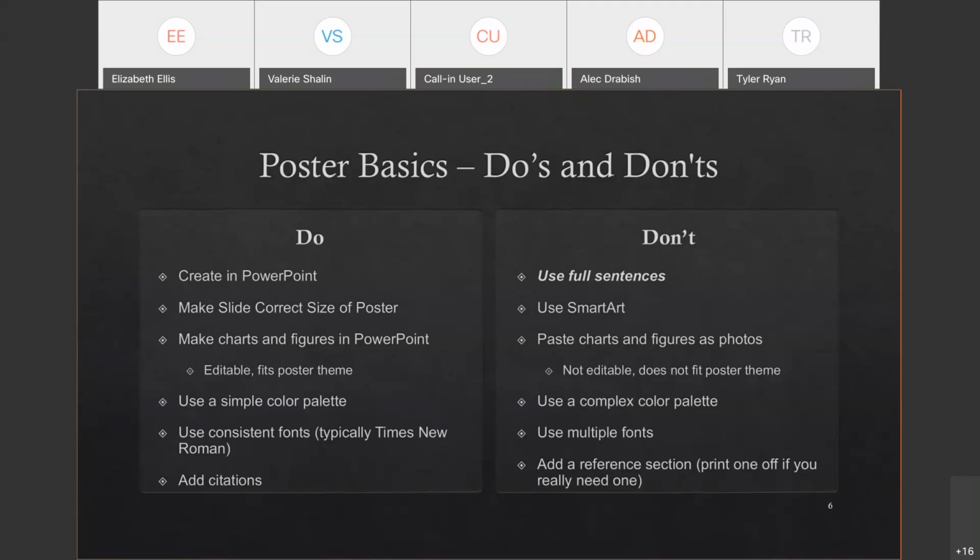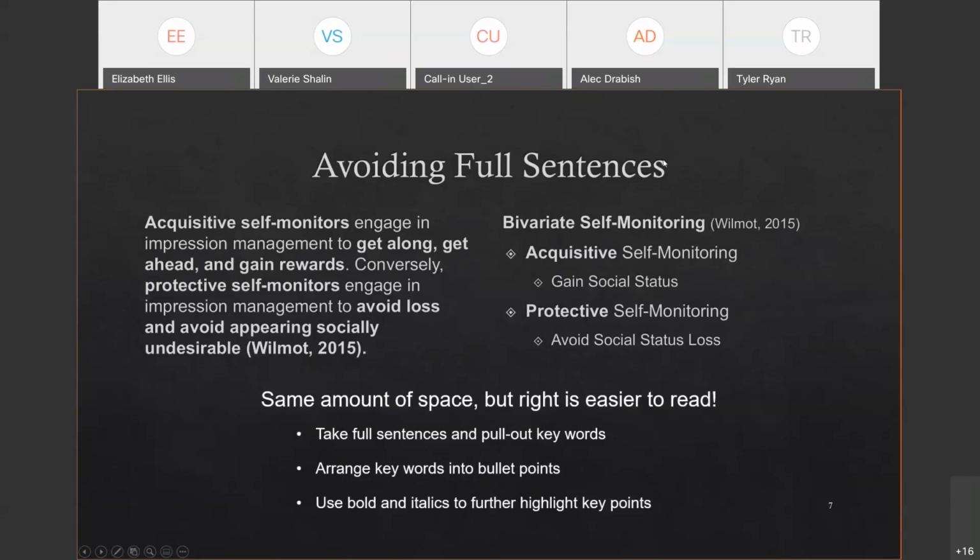Okay, I'm going to go ahead and move on to the next part, which is just about avoiding full sentences. I'm not going to read all of this. This is just clips from my thesis, because I have a lot of words in my thesis. Even though this takes up the same physical amount of space, this side over here, with the bullet points, is much easier to read. I do want to point out that I still have my very nice citation up here. And if somebody were to say, well, what is the Wilmot 2015 article?